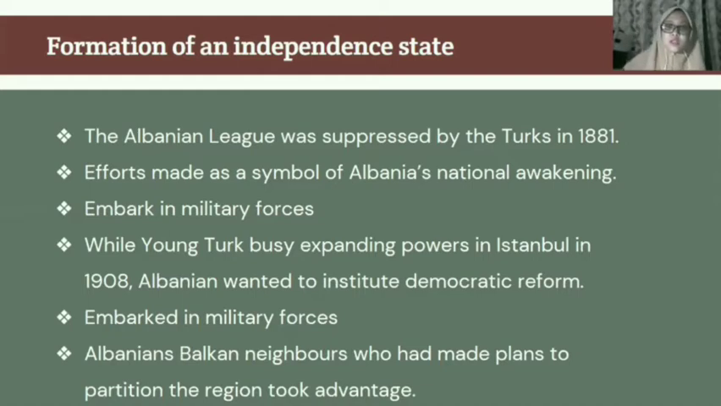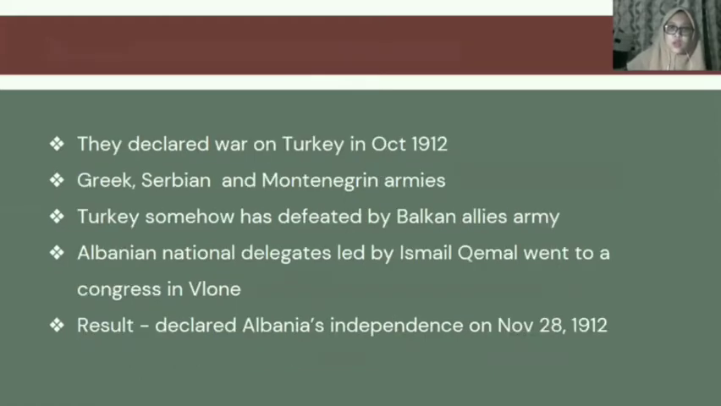The neighboring Balkan countries, who had made plans to partition the region, took advantage, because they really wanted to take some of Albania's territory. The Greek, Serbian, and Montenegrin armies advanced into Albanian territories, and they declared war on Turkey in October 1912. Turkey was defeated by the Balkan Alliance army. To prevent complete destruction, Albanian national delegates led by Ismail Kemal went to a congress in Cologne. As a result of the congress, they declared Albania's independence on November 28, 1912.